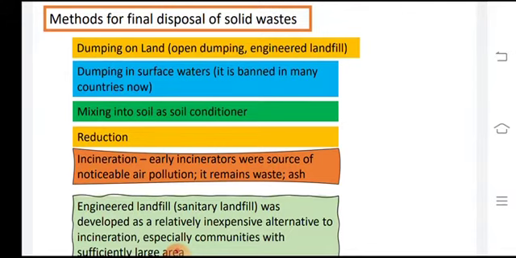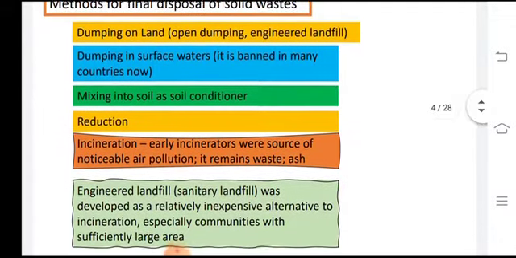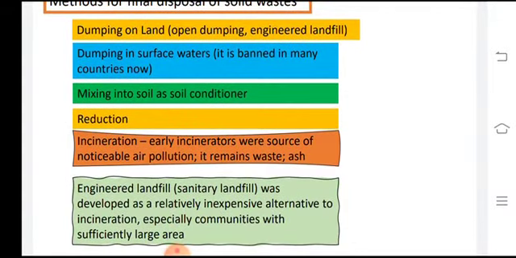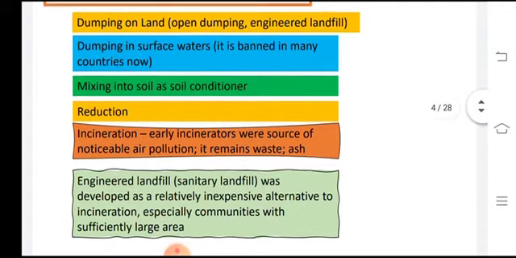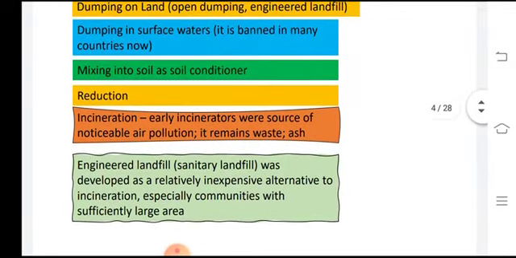Mixing into the soil as a soil conditioner is only for the degradable waste, like domestic waste coming from the biomass, which does not have a non-degradable component. Then reduction of waste is an important component, because the waste must be reduced. If the solid waste being disposed is kept as it is, it is not possible to handle such a huge quantity of waste. So the waste must be reduced, and this reduction has some processes. First of all, it needs to be shredded, it needs to be incinerated.